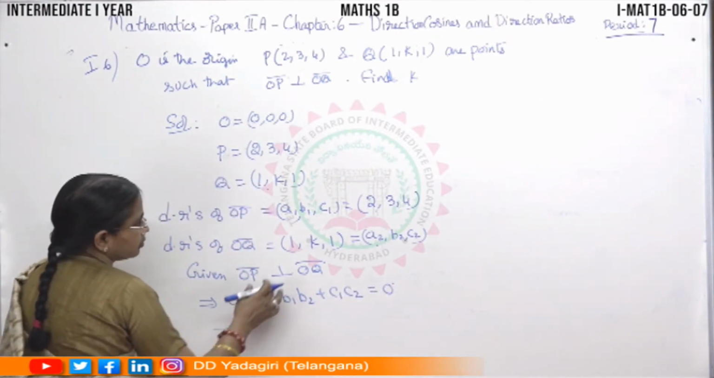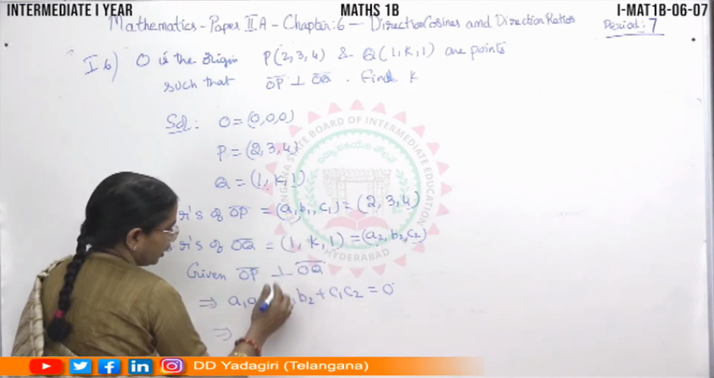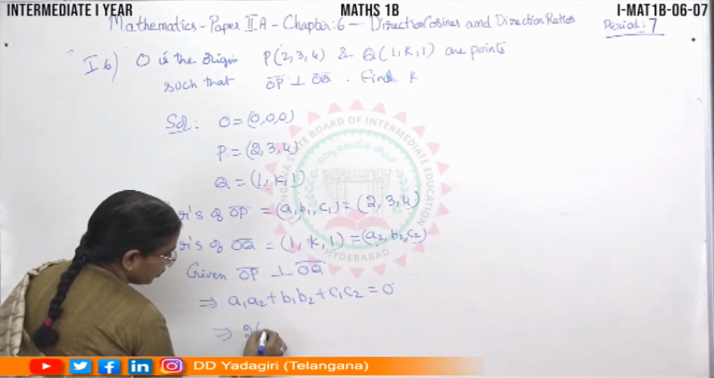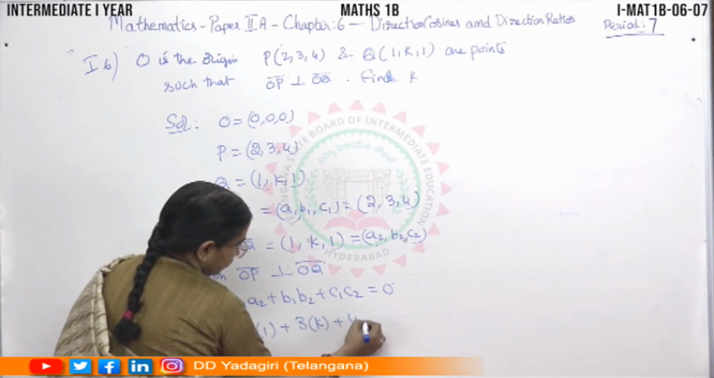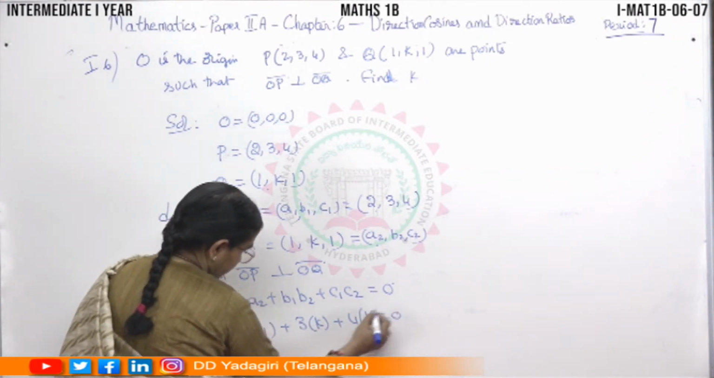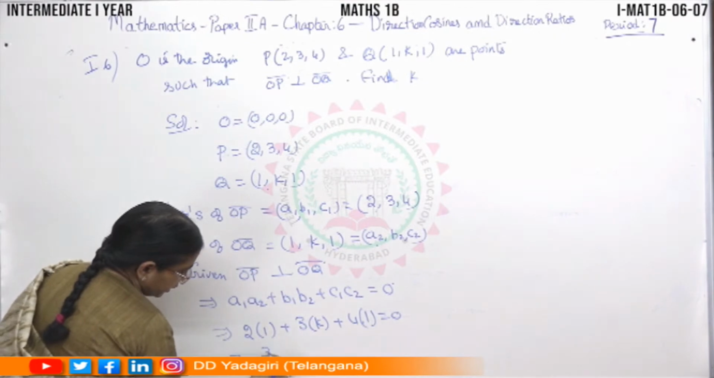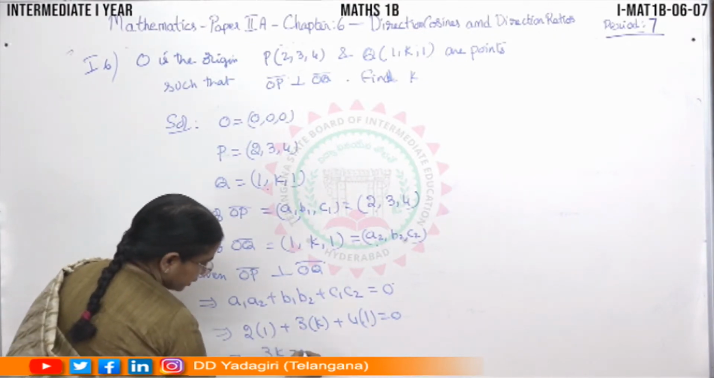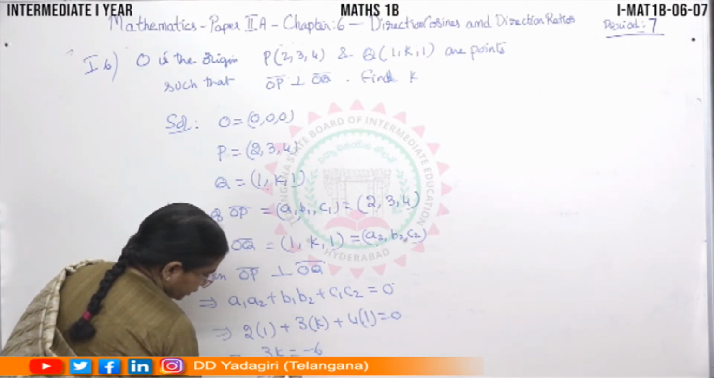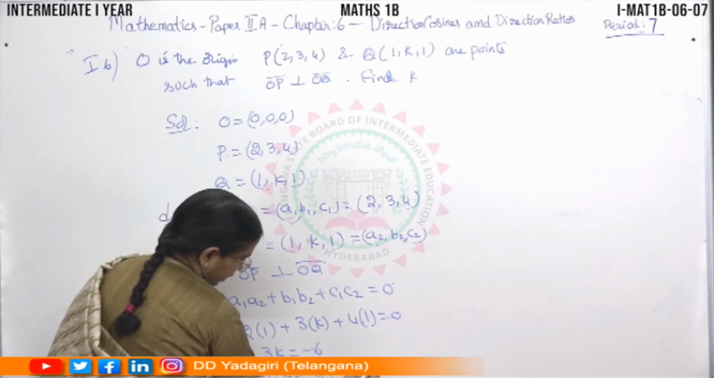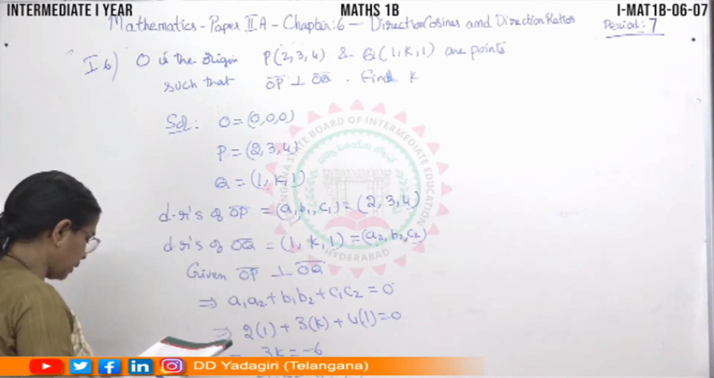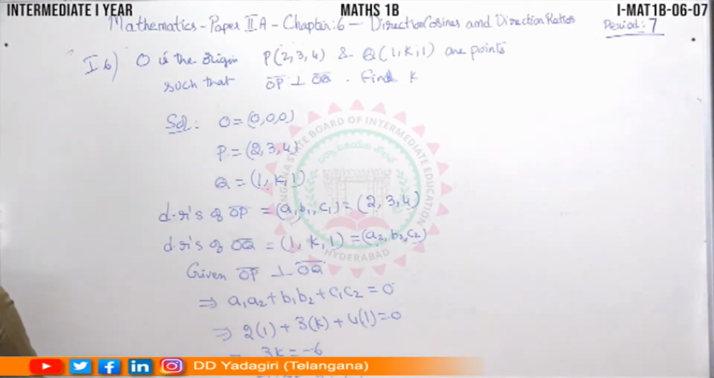Now substitute. So what is A1A2? 2 into 1 plus 3 into K plus 4 into 1 is equal to 0. So that means 3K is equal to 6 minus... so K is equal to minus 2. So this is your answer. So like this we do the problem. So K is equal to minus 2.